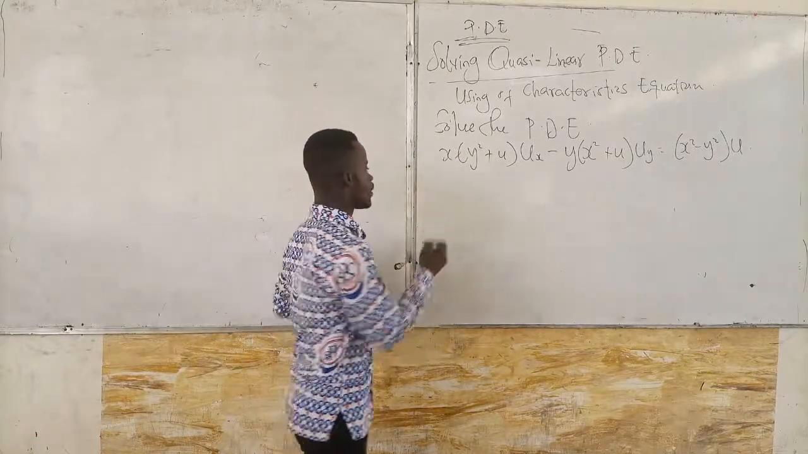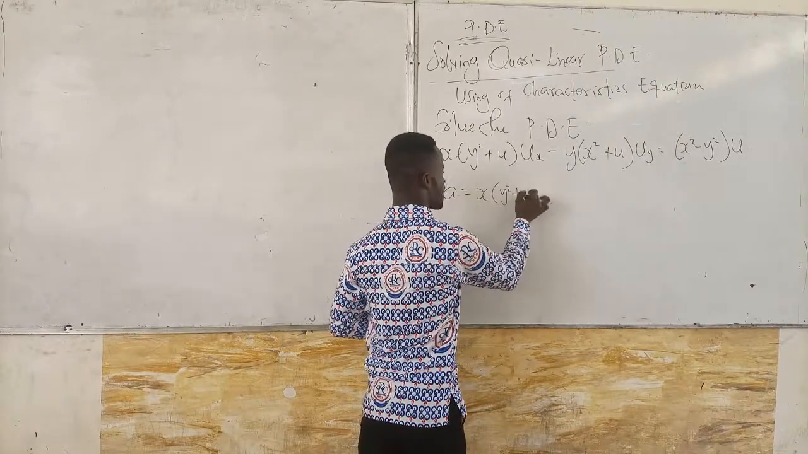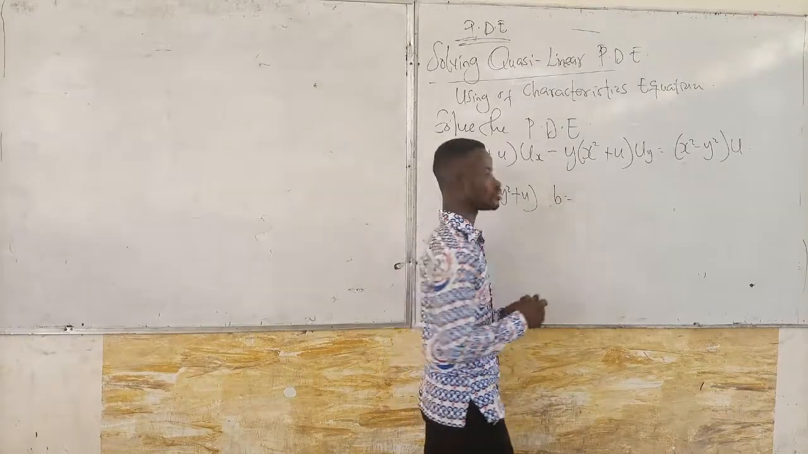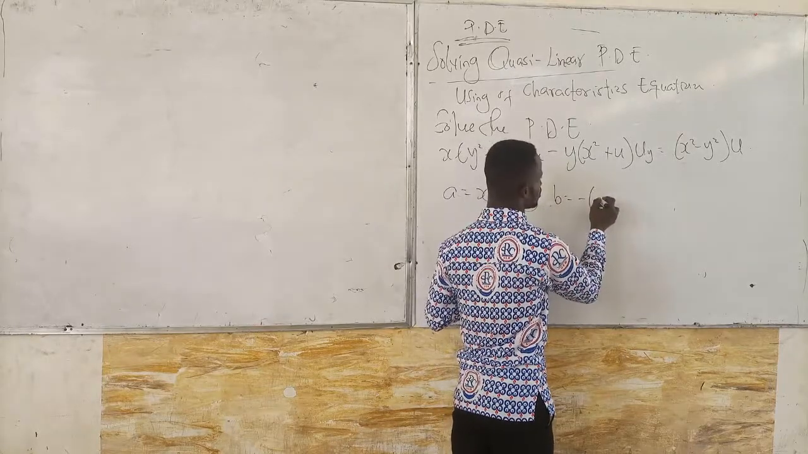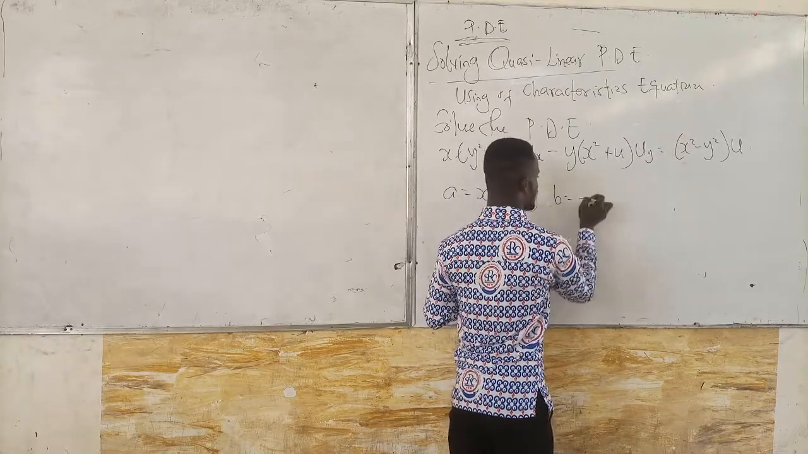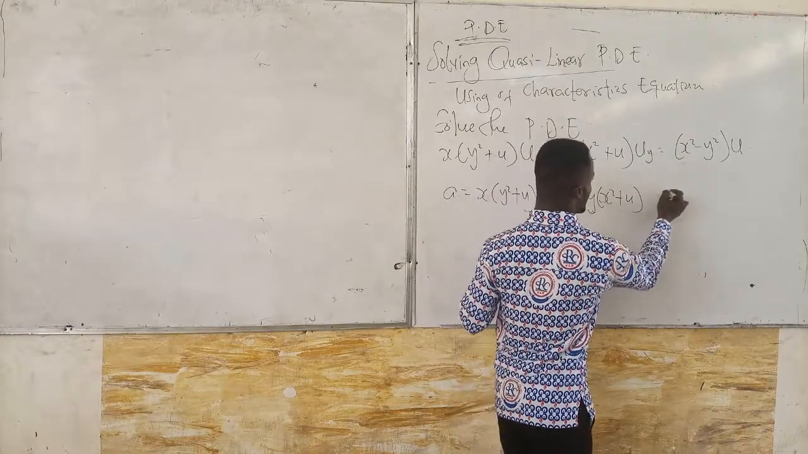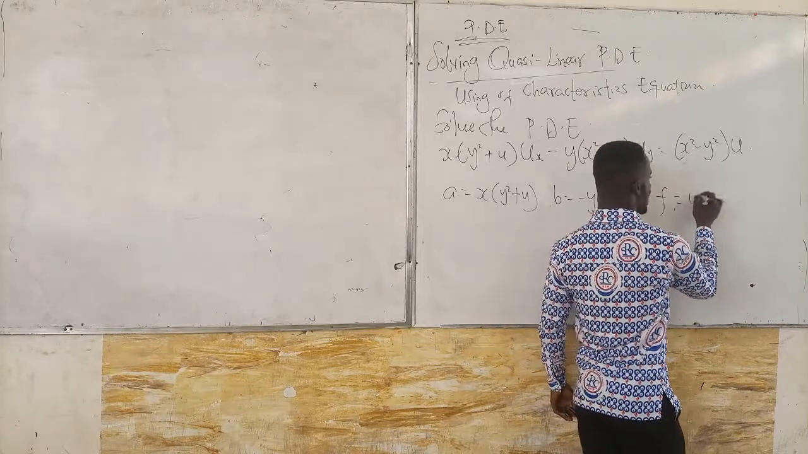We identify our A, that is x y squared plus u. Then the B will be negative y. Then our f will be everything.